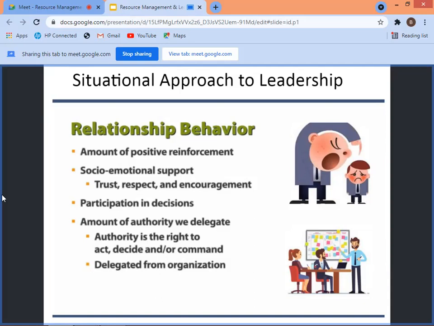Okay. In the analysis, amount of authority we delegate. Authority is the right to act, decide, and/or command, delegated from the organization, the resources. Okay. Those are the amount of authority we delegate to employees.